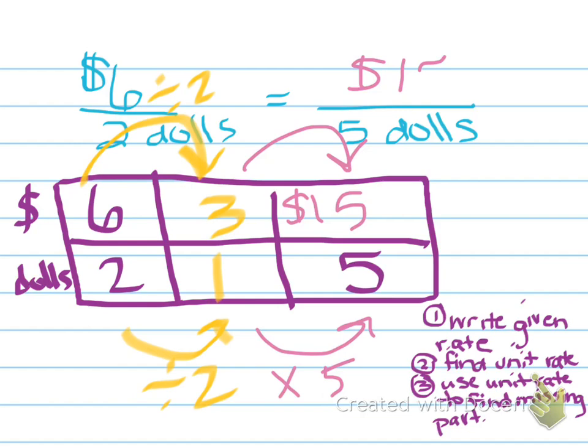So to answer the question, how much would it be for 5 dolls? $15. So they would say, if you can buy dolls 2 for $6, how much would it be to buy 5 dolls? And your answer would be $15.